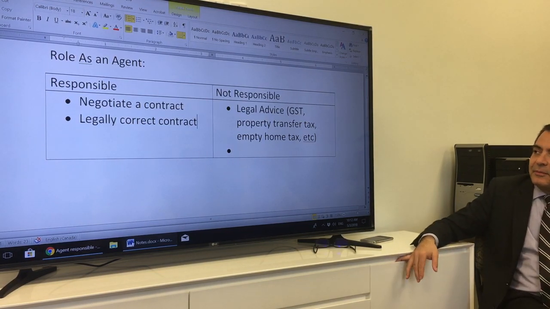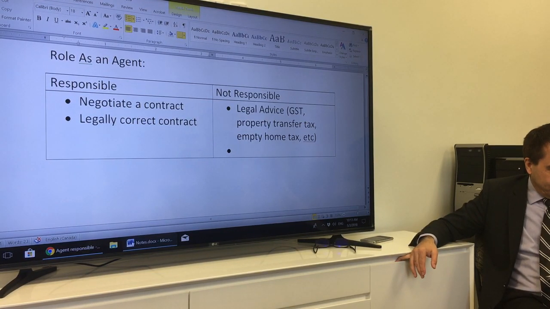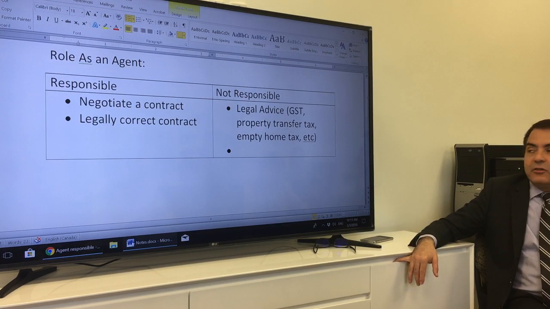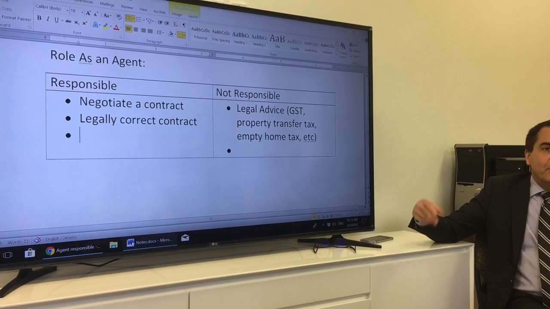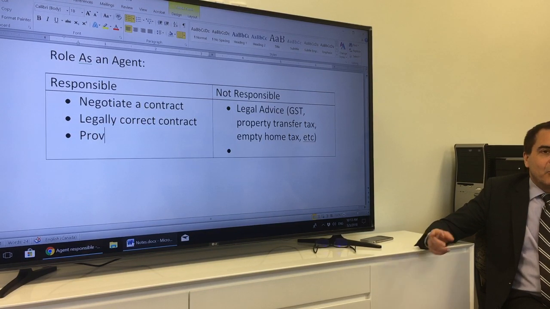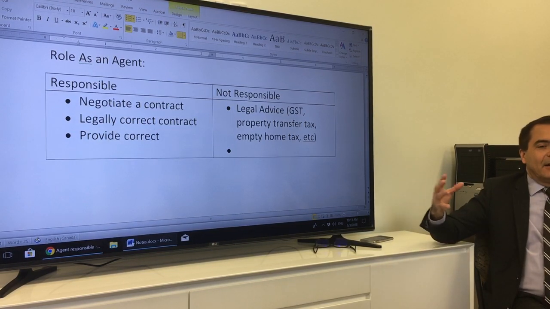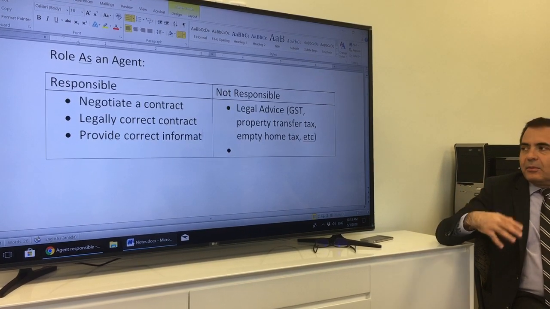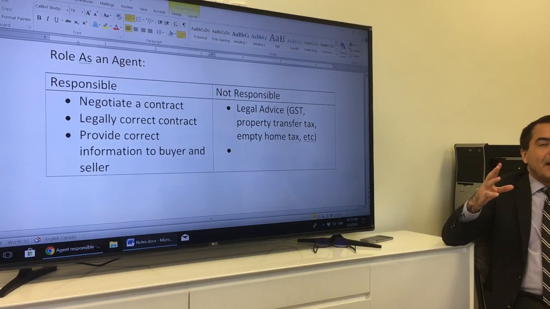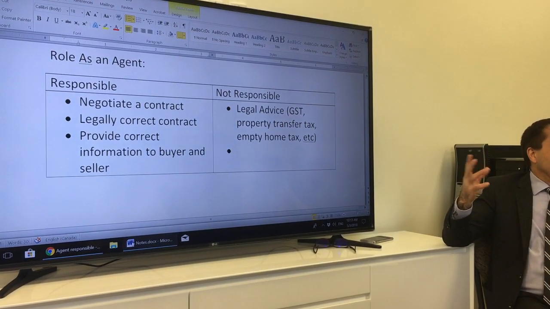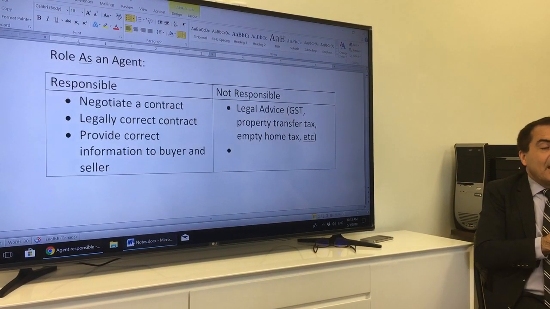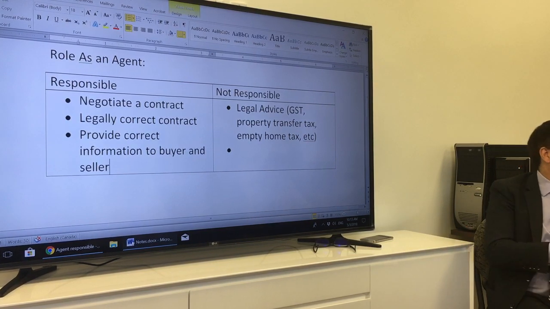What else are you responsible for? Provide the right information. So correct information to buyer and seller, which could be a big thing. That's everything from telling them how old the roof is. If you tell the buyer the roof in this house is 20 years old when it's 50 years old, or marketing a property as having electric heat when it's natural gas heat, all these things.